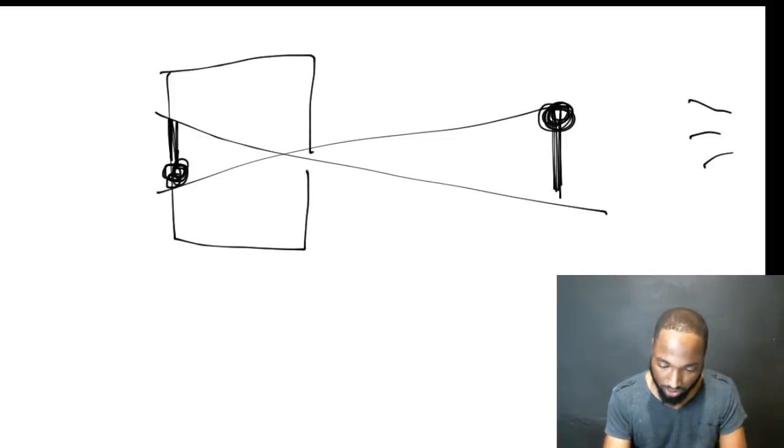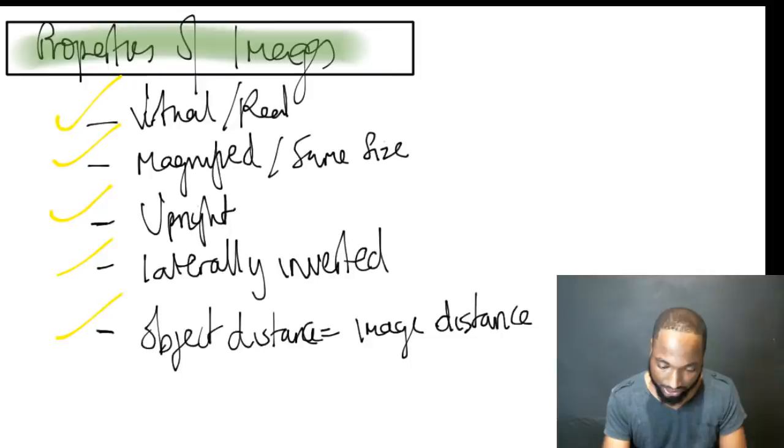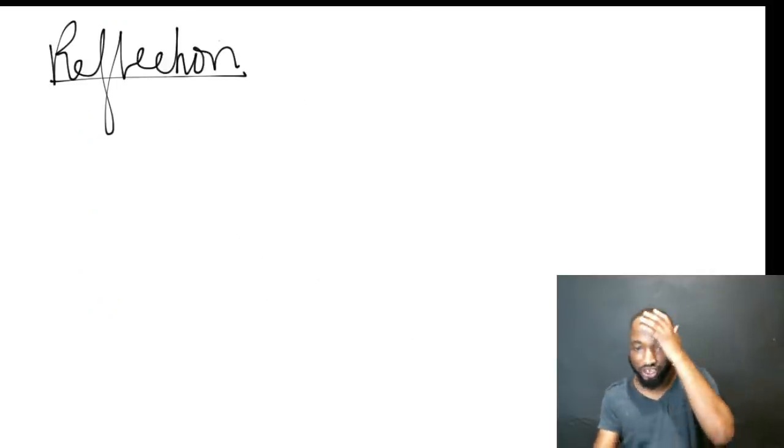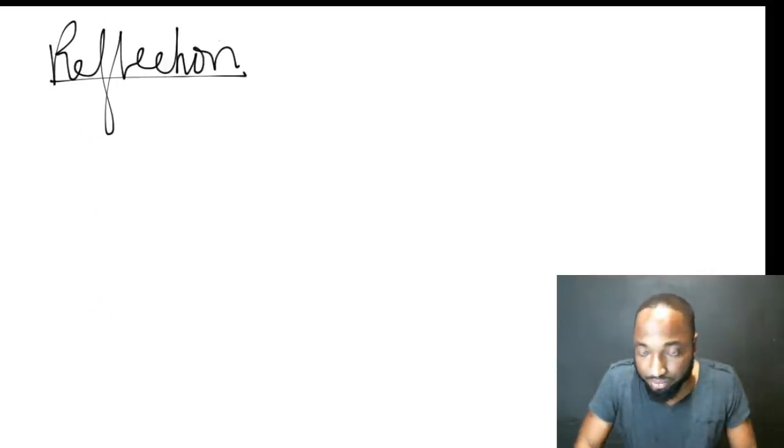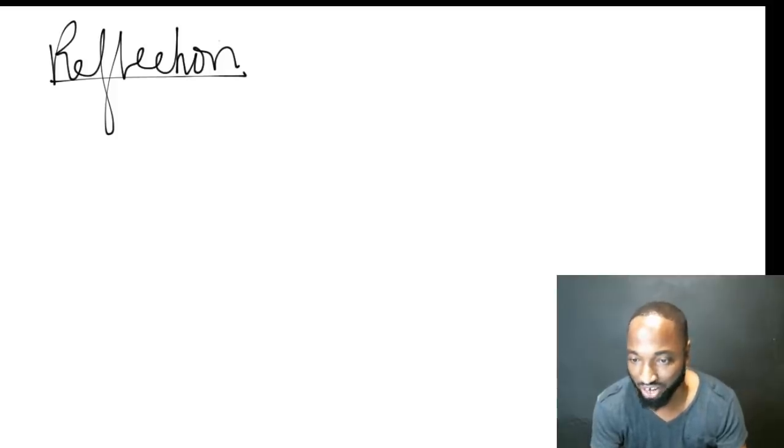We talk about the pinhole camera. We talk about the properties of images. And we're going into reflection now. Alright, so reflection. I can't slow down because it's right before the exam.